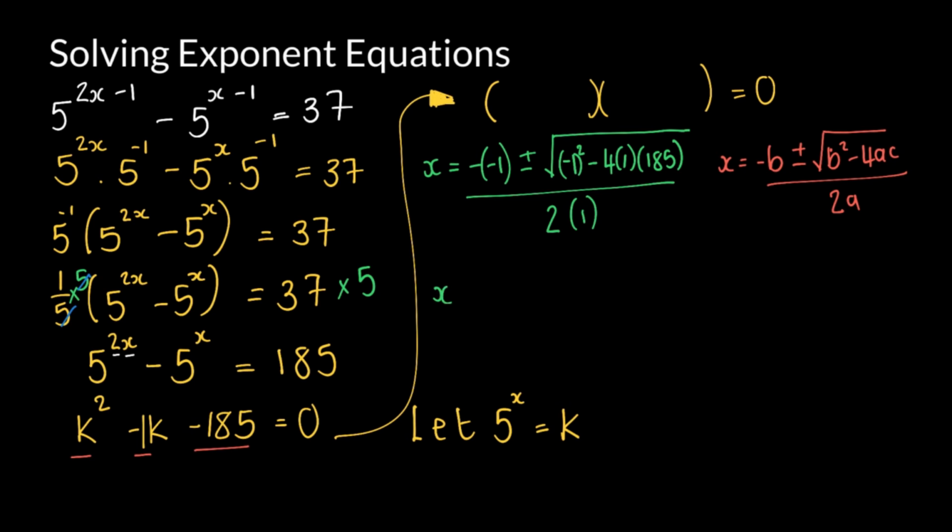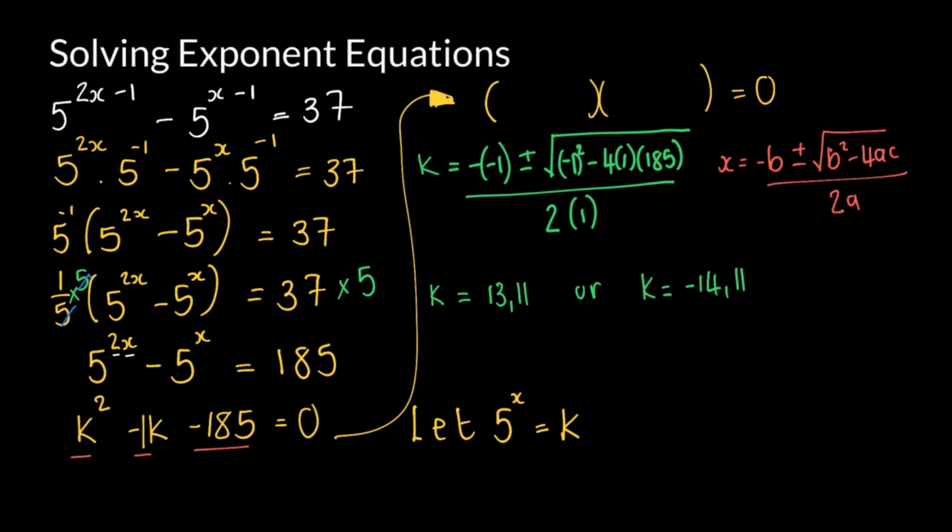Let me rewrite that. What we're going to get here is k, not x, because we're calculating for k. So we're going to get k over there. We're going to get two answers. K will either be equal to 13.11 or k will be equal to negative 14.11.